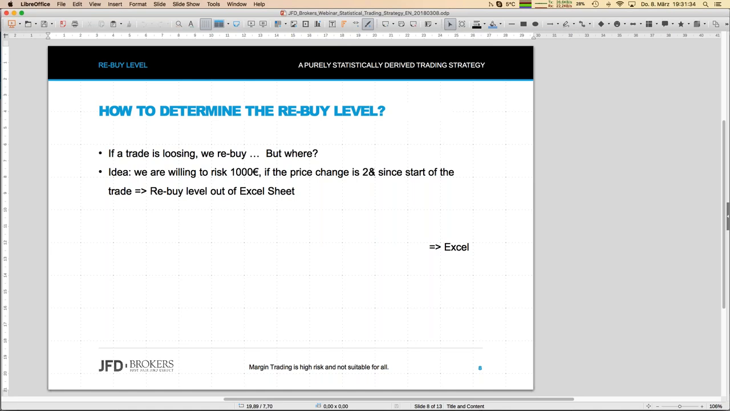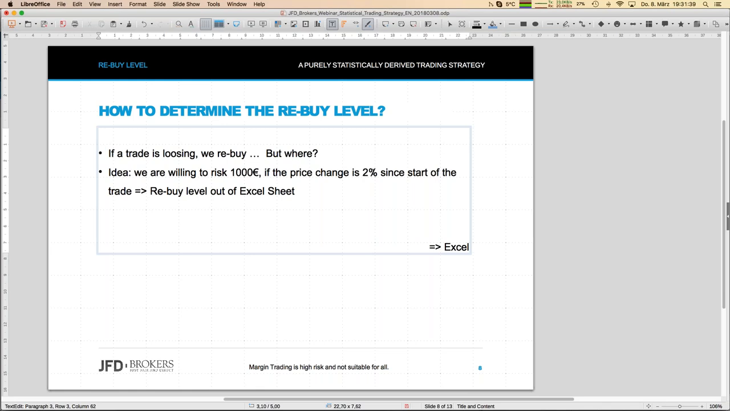What I need now is, oh, I have to change that symbol here. I have to say, since I do those rebuys step by step, if the price is going totally to the wrong direction, then I do a rebuy. I need something here to do that kind of calculation. Where to set the rebuy level? And I said, okay, I'm willing to risk 1,000 euro, and I want to survive a total price change of 2%.